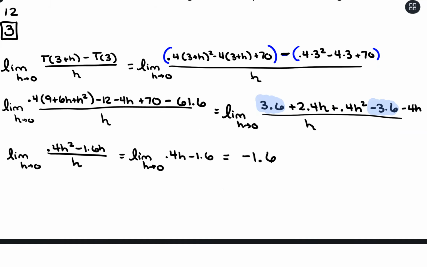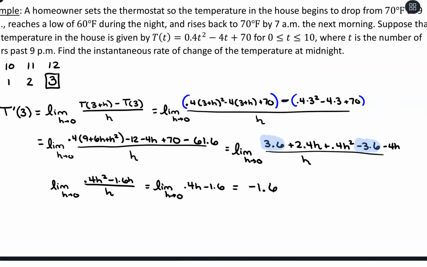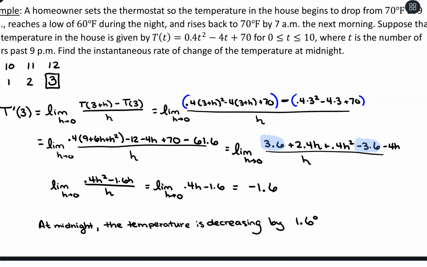So what does that tell us? If we put this in context, at midnight, the temperature is going down, or is decreasing, by 1.6 degrees Fahrenheit per hour. So T is each representing an hour after 9 p.m. So we get our rate of change at exactly midnight for how the temperature is changing.